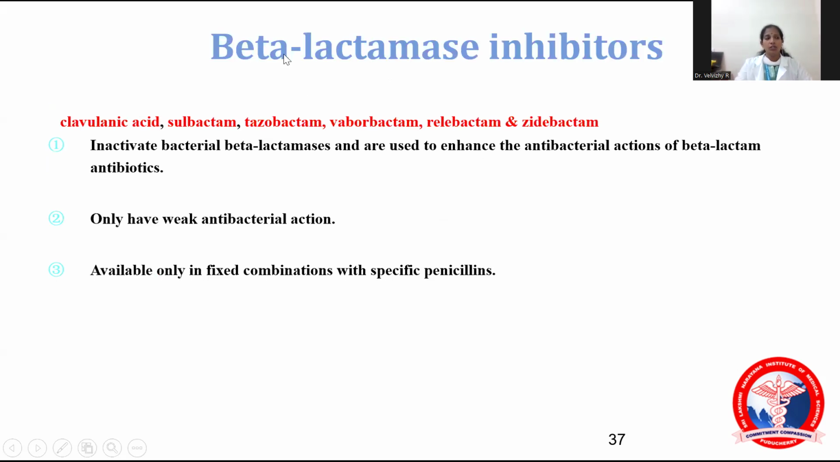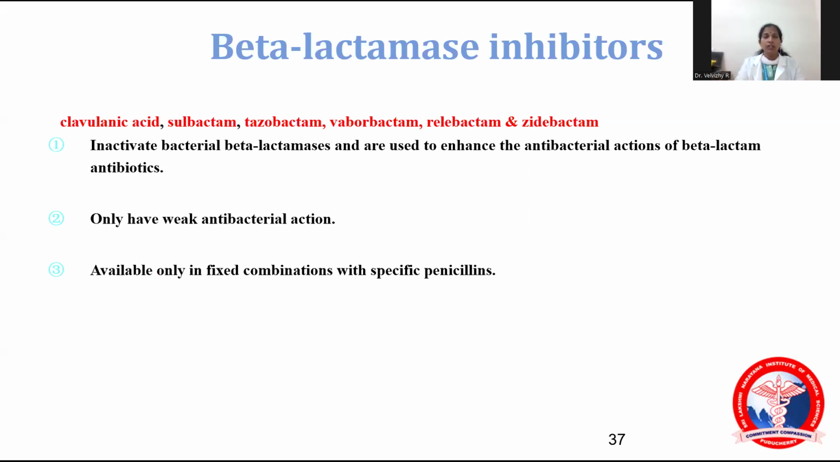Then something called beta lactamase inhibitors. So what is a beta lactamase inhibitor? I told you certain bacteria will produce beta lactamase enzymes, and these enzymes make the penicillin ineffective. So in order to overcome that, we combine penicillin with a beta lactamase inhibitor. What this inhibitor does is destroy the beta lactamase enzyme produced by certain bacteria and allow penicillin to act. So it has a synergistic effect, or it will improve the efficacy of penicillins.